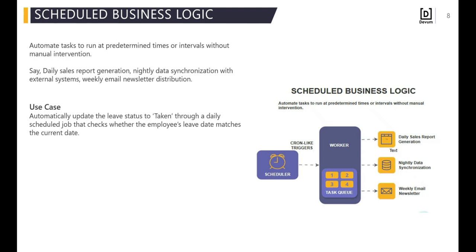Devum can run a daily scheduled job that checks if an employee's approved leave date is today. If it matches, the system automatically updates the status to taken. No manual updates, no delays, just clean, accurate records maintained every day. This automation keeps operations smooth, timely, and error-free.